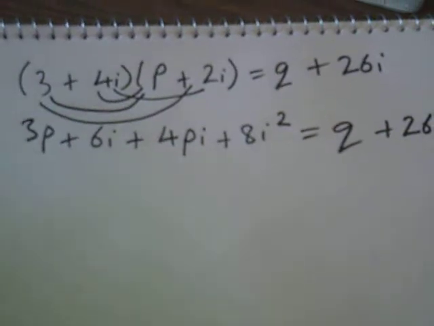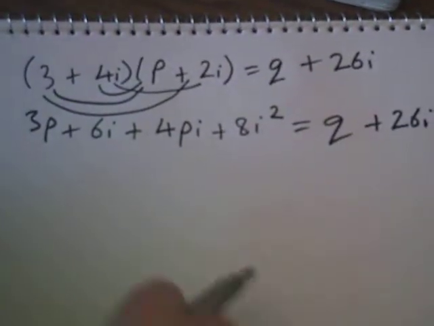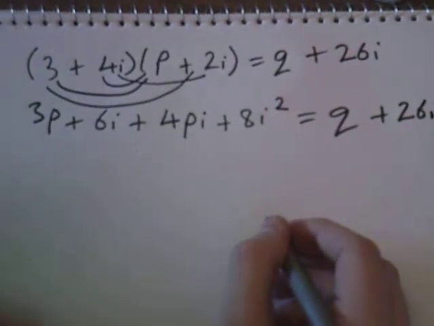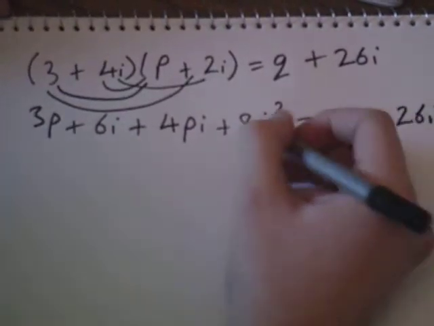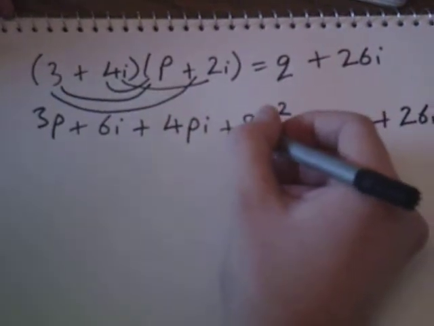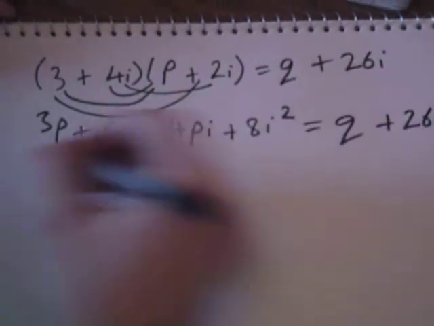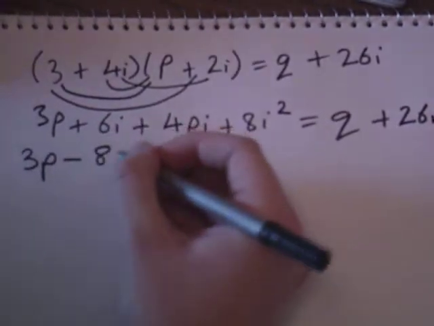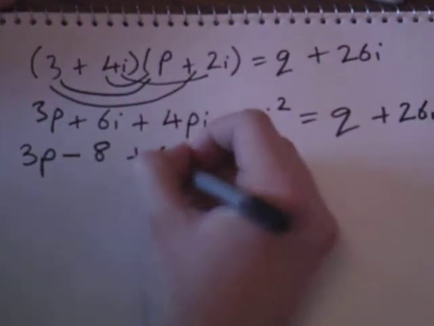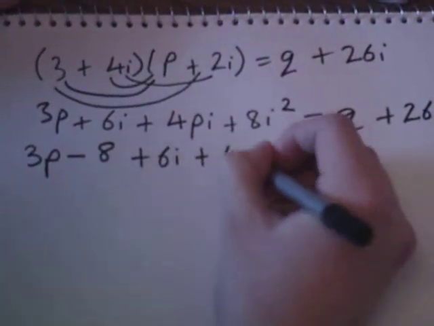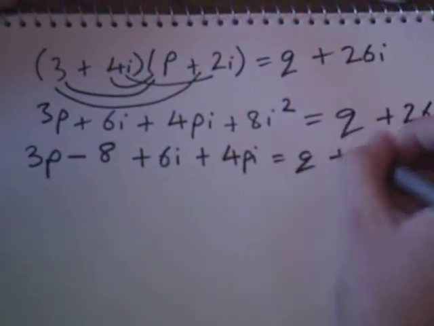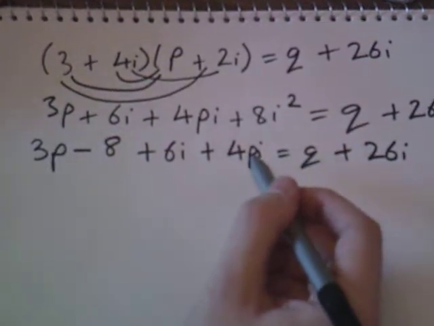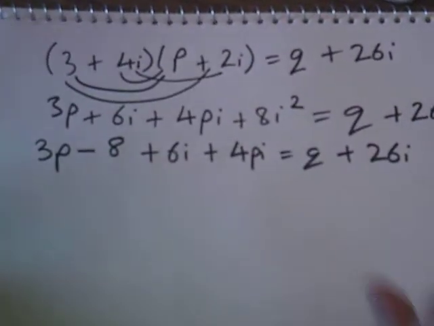Then what I would do is gather all your real parts together and all your imaginary parts together. As you know, i squared is -1, so -1 times 8 becomes a real number, -8. So you've got 3p minus 8, add 6i, add 4pi equals q add 26i. As you know, you can't gather them together because that has a p term in it, and you just can't merge them together algebraically.